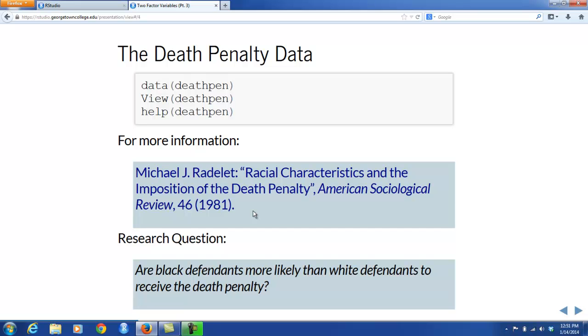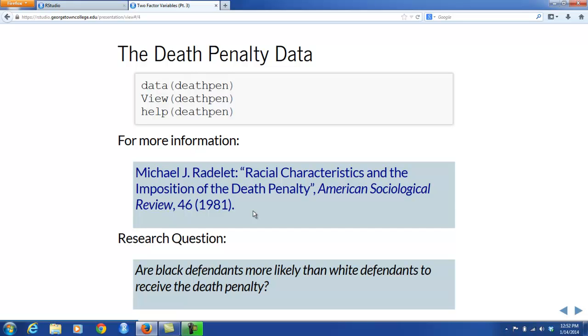One particular specific version of that question is, are black defendants more likely than white defendants to receive the death penalty? Now, this data set is drawn from capital cases where the death penalty was a possibility if the defendant was convicted, in a certain court district in Florida in the mid to late 1970s. When you look at the data frame, every row stands for one of these capital cases. The columns are the variables, and one variable tells you the race of the defendant in that case.